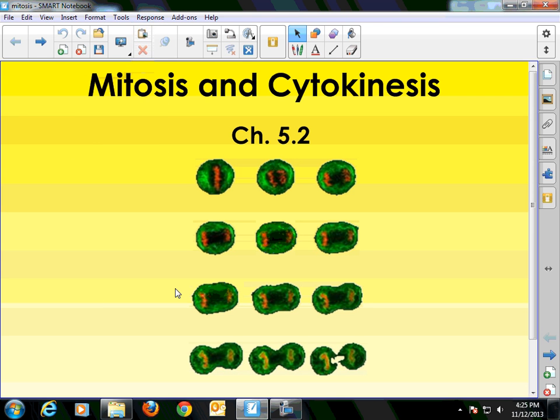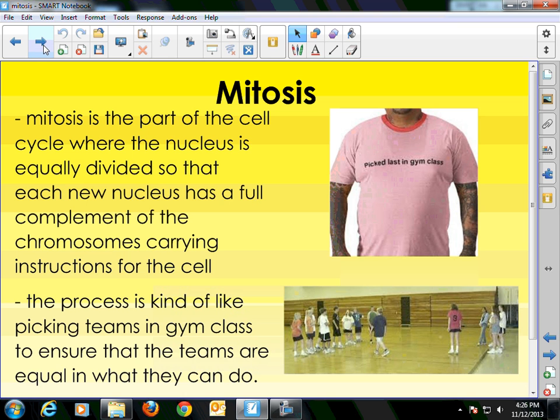Well, hello pointers, and welcome to today's lesson on mitosis and cytokinesis, the process of dividing up the nucleus and then the cytoplasm. Like last time, there will be a short quiz and some differentiated instruction based upon how you do on that quiz. So feel free to take notes, make drawings, and things of that nature. That's going to help you out in the long run.